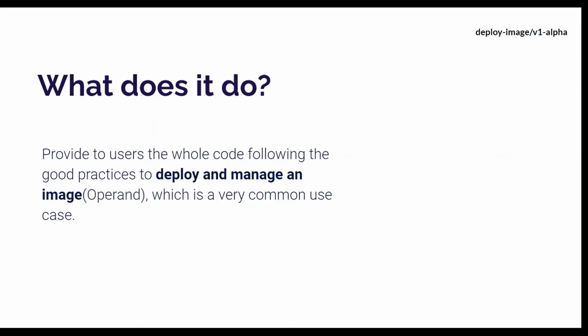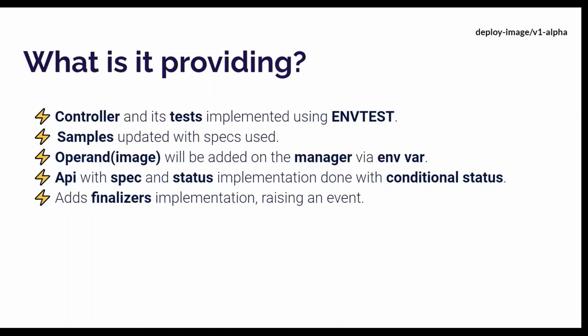Deploy-Image plugin provides users with the whole code, the operator project, following good practices to deploy and manage an image on a Kubernetes cluster, which is a very common use case. For doing that, Deploy-Image plugin provides a controller implementation for deploying and managing the image on the cluster. Along with the controller, it provides tests for checking the reconciliation implemented using env test.